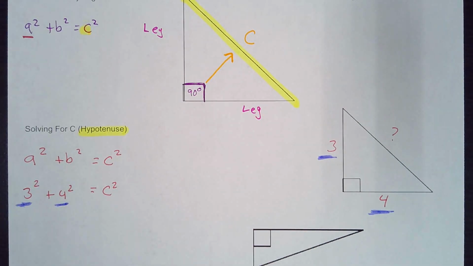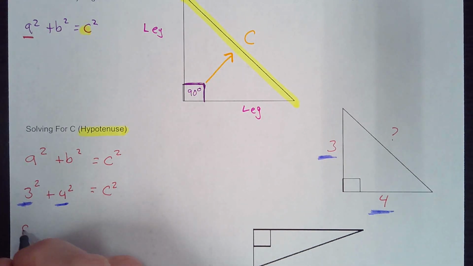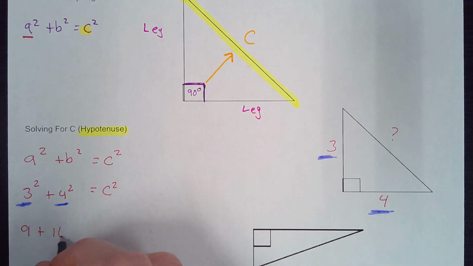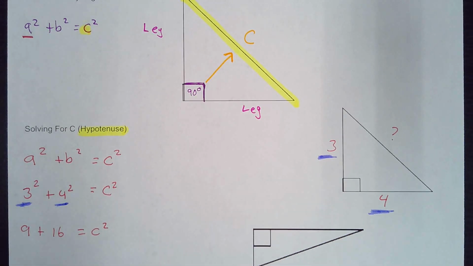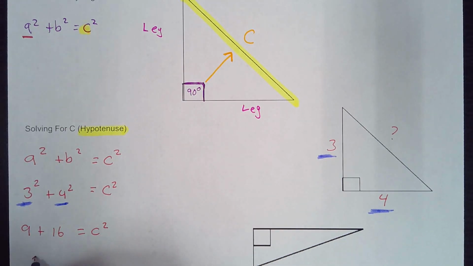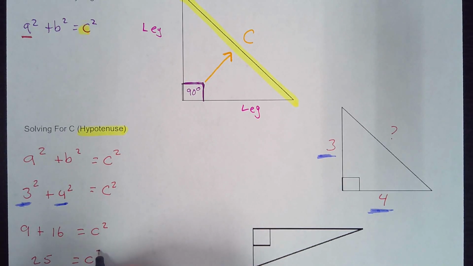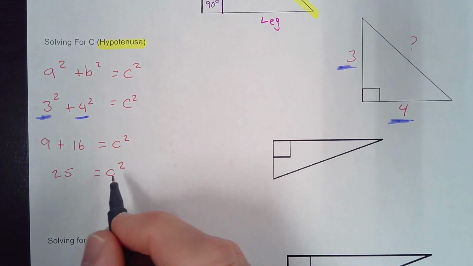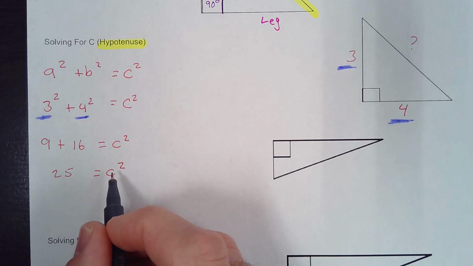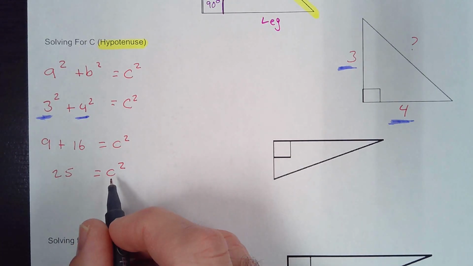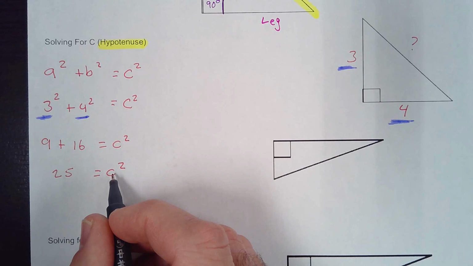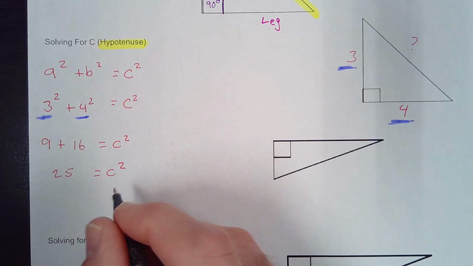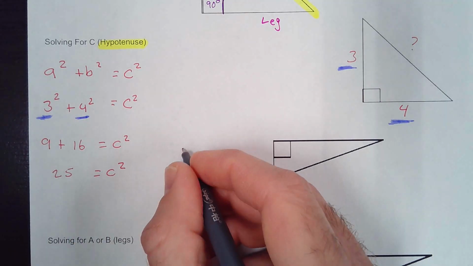Now let's just start to simplify it. So 3 squared is 9, 4 squared is 16. So now 9 plus 16 is 25. Now you might recognize this right away and know what C squared is, because we have to know, okay, what number do I multiply with itself to make 25? So C equals 5.